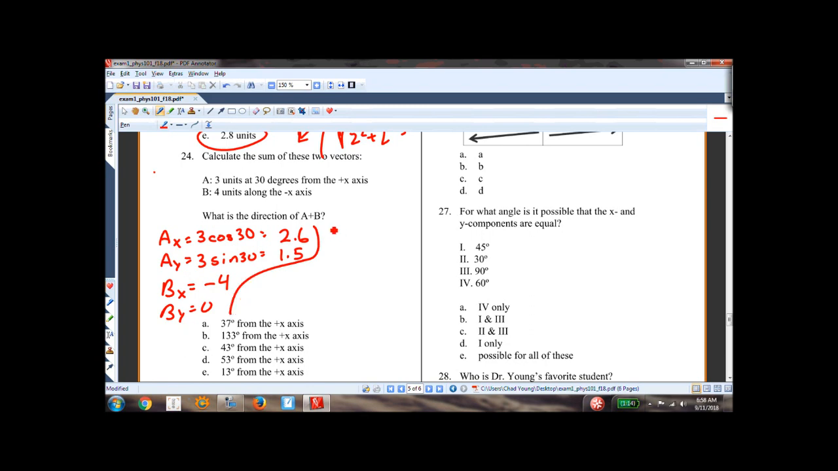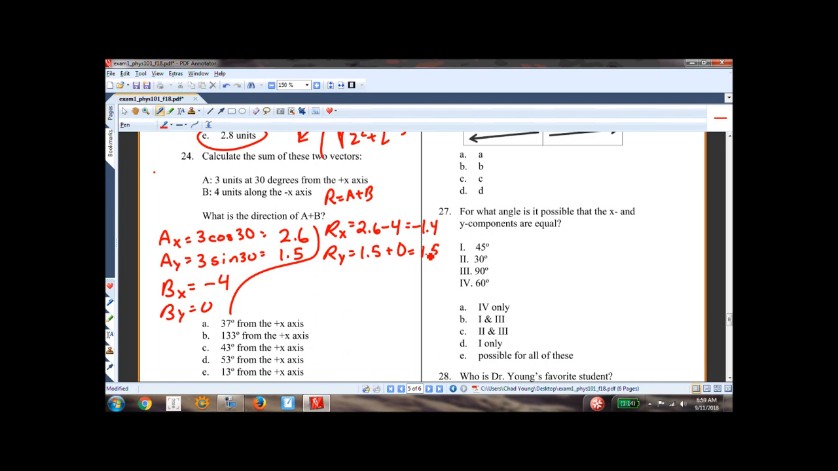Now I find what is Rx. If R is equal to A plus B, what is Rx? It's going to be Ax plus Bx. That's 2.6 minus 4. And then Ry is Ay plus By, which is 1.5 plus 0. And so I have an Rx of minus 1.4 and an Ry of 1.5. Look, I can look at this and tell pretty much that it's going to be close to 45 degrees.